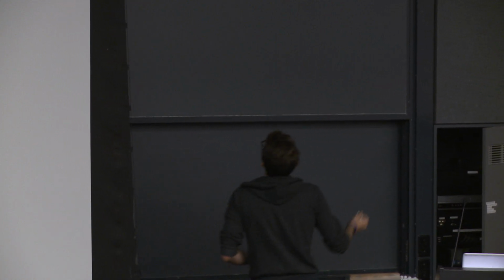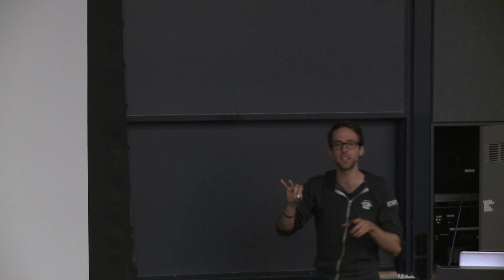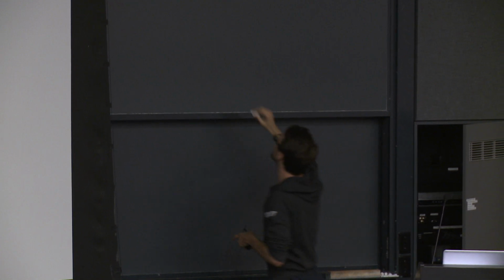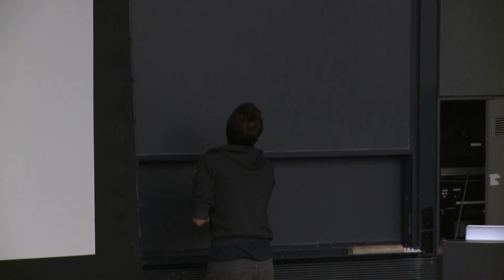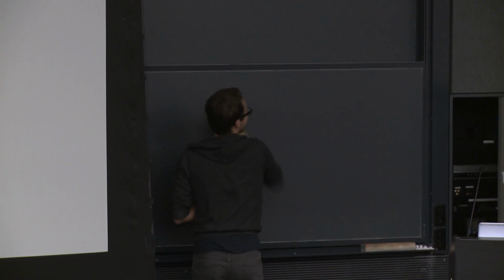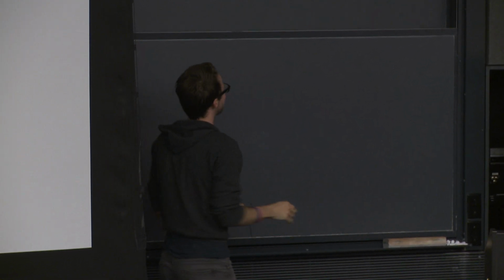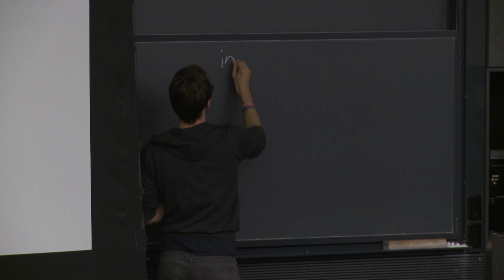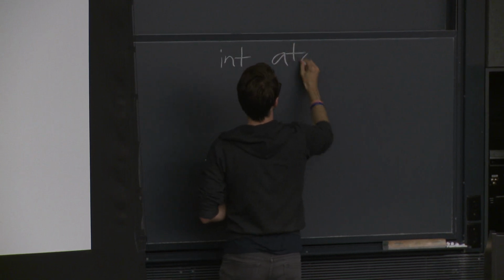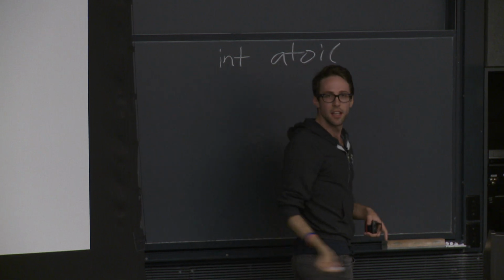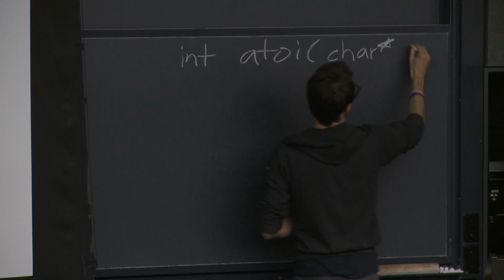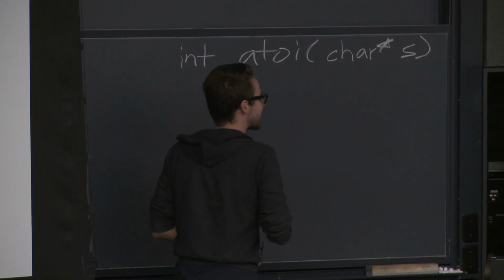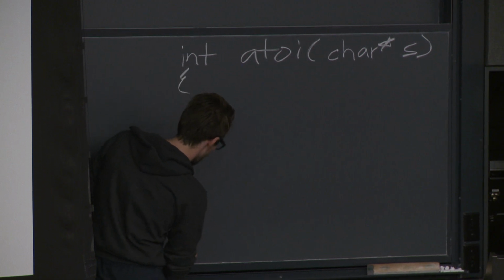Okay, so it's going to be atoi. We'll probably give this to you, but what's it going to return? It's going to return int, right? So it's going to be int atoi, and what's it going to take? A char star, so just a string, char star s.